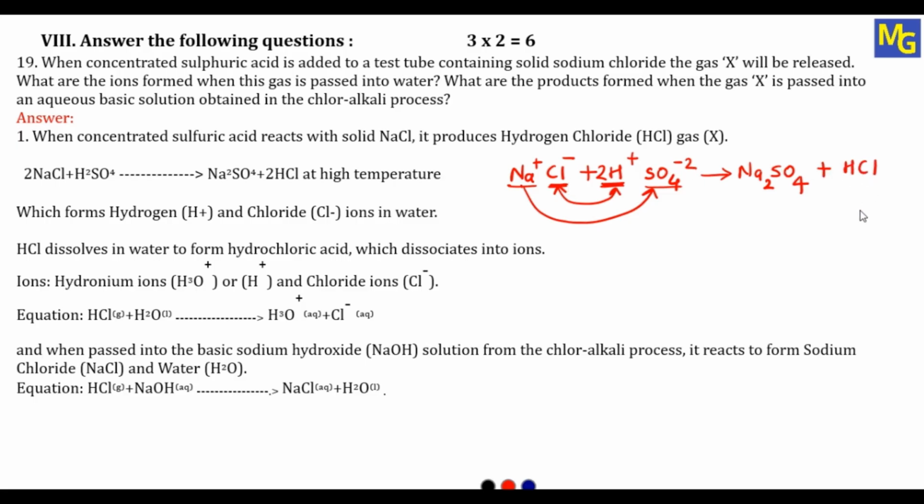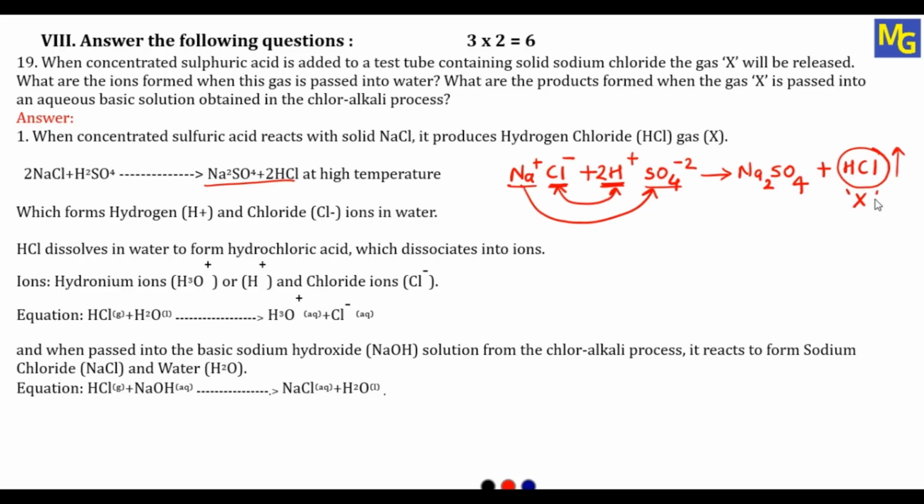So I hope you understood now why I wrote here Na2SO4 and HCl. Here this HCl which we have got, this is in the form of gas. This upward arrow indicates gaseous products, gaseous compound. So this is HCl, it is in the form of gas. So this is nothing but our answer, that is X.